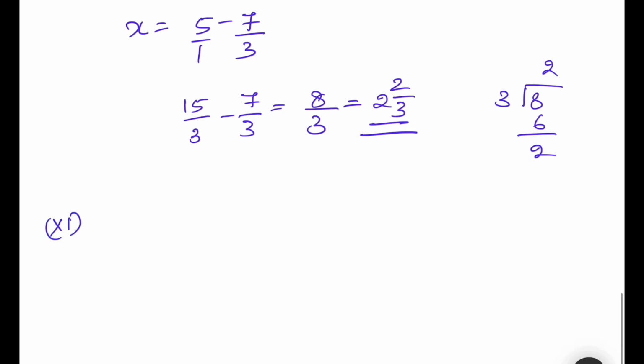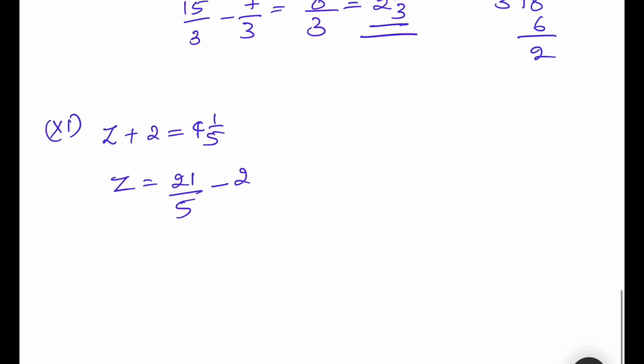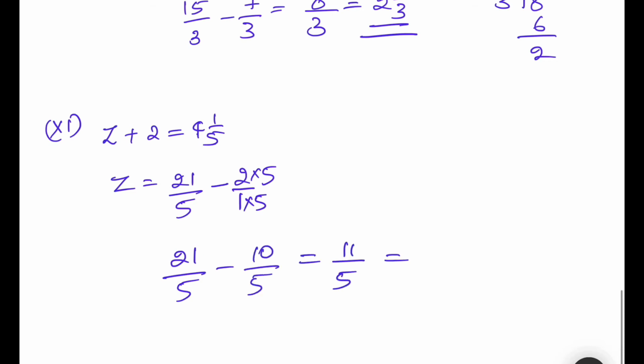Coming to the next one, we have z plus 2 equal to 4 1 by 5. So z is equal to 4 1 by 5, 4 fives are 20, 21 by 5 minus 2. So again it's 2 by 1. In order to make the denominators equal, I can multiply it like this. I get 21 by 5 minus 10 by 5 equal to 11 by 5. That is equal to 2 1 by 5.